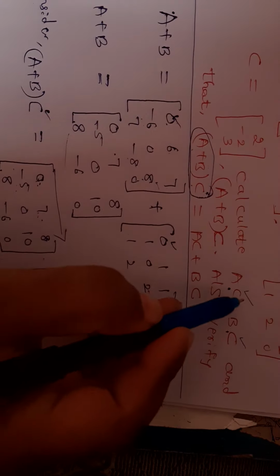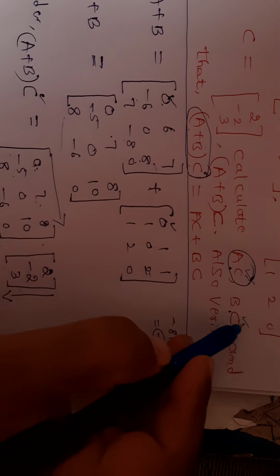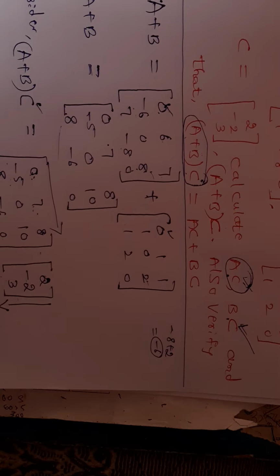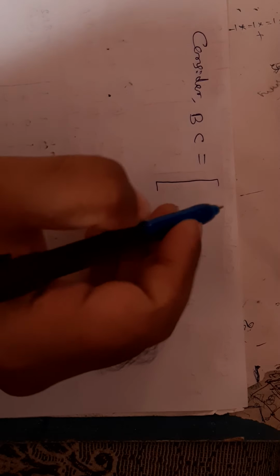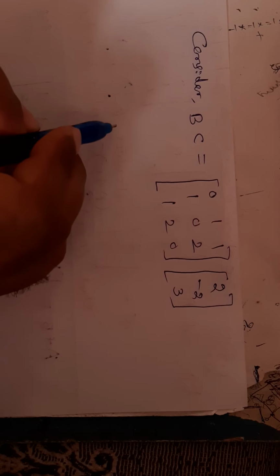So we have calculated AC, then we have to calculate BC. Let us find the product BC. So what is the matrix B? B is 0 1 1, 1 0 2, 1 2 0, and C is 2, minus 2, 3. So this is the multiplication here.